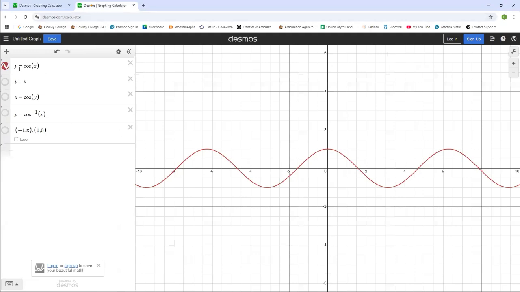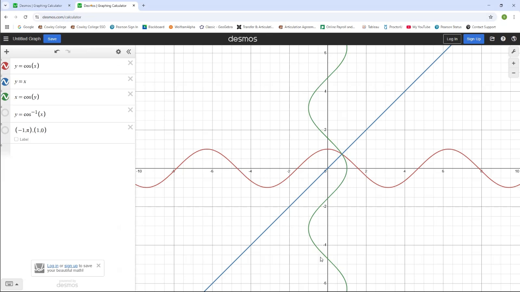Okay, so on this tab, I've got the cosine showing y is equal to cosine of x, so it's got that sinusoidal pattern. Remember, its inverse should reflect over y equals x, so let's put that line in there. And if I exchange the x's with y's and the y's with x's, I should get the inverse relation. And I do, but again, it's not a function because the vertical line passes through it more than once.